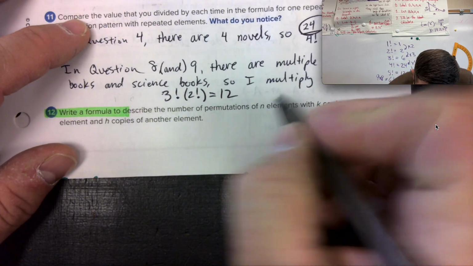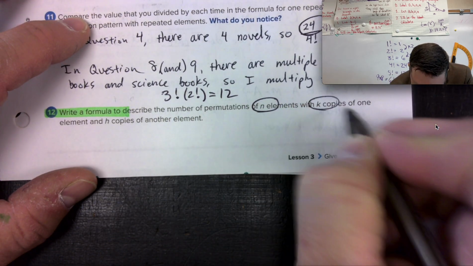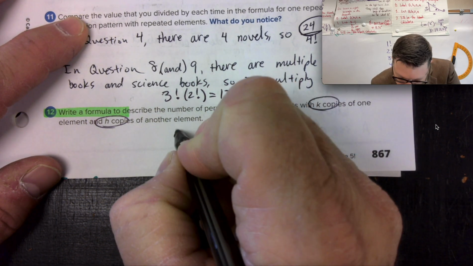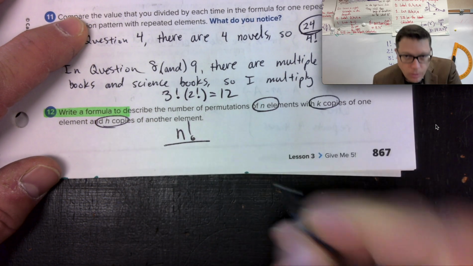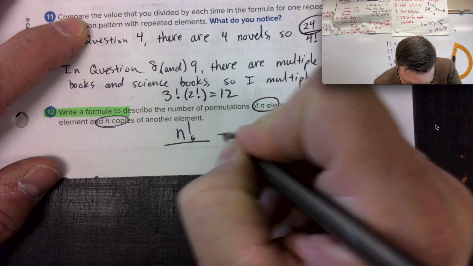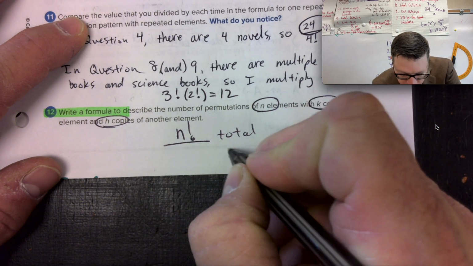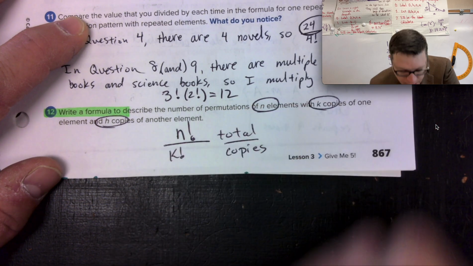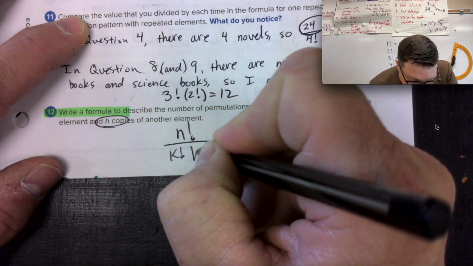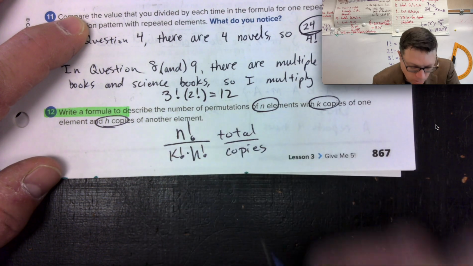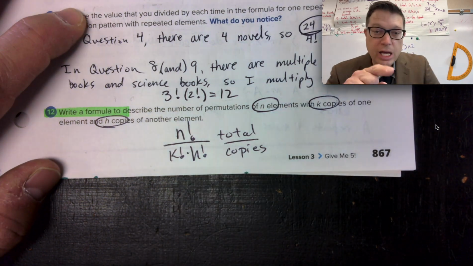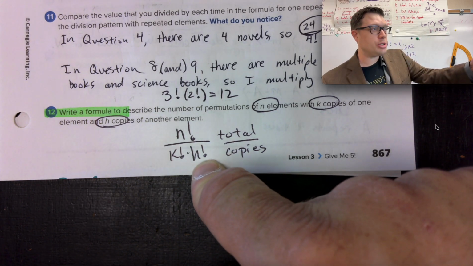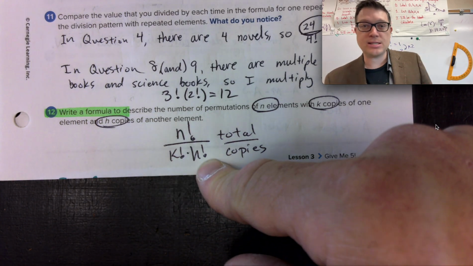We have n elements, k copies of one element, and h copies of the other. There's n factorial total elements. And then we're going to divide by the copies. So there's k factorial copies and h factorial copies. And we're multiplying between them. This right here is the formula when you take away the subscript 1, 2, 3, 4, and you just count all of that as the same element.